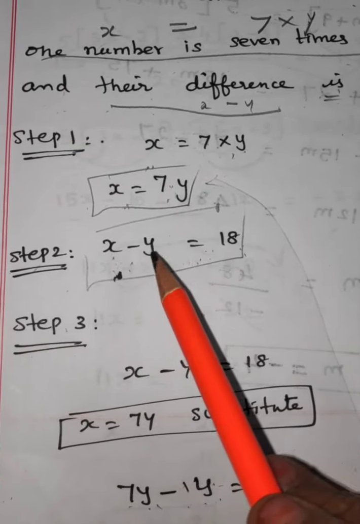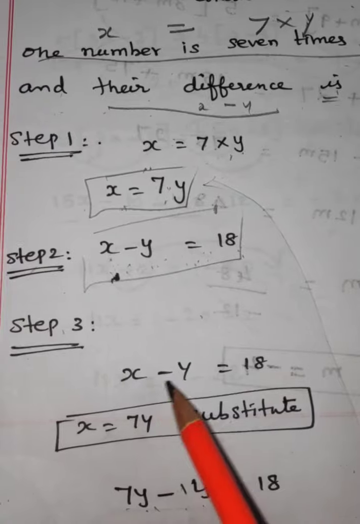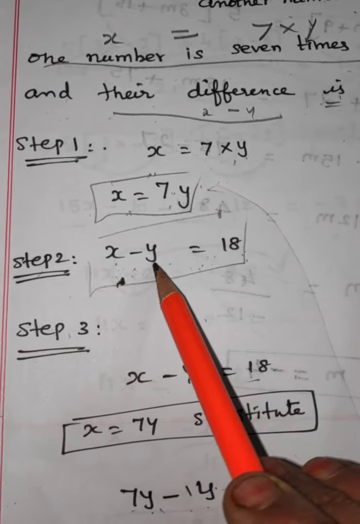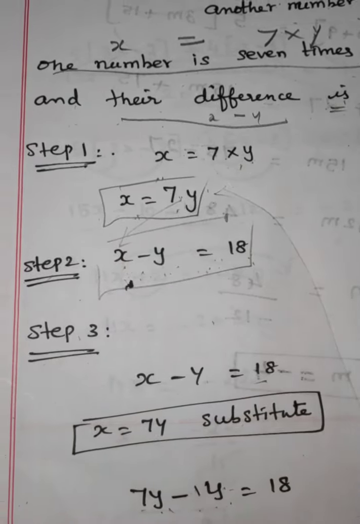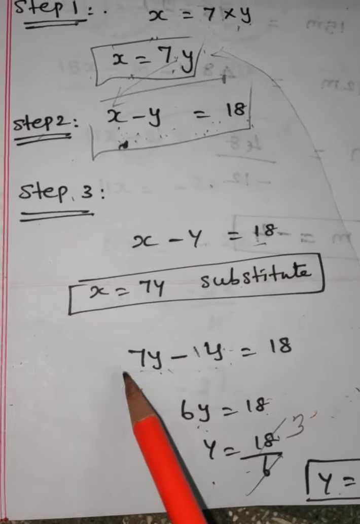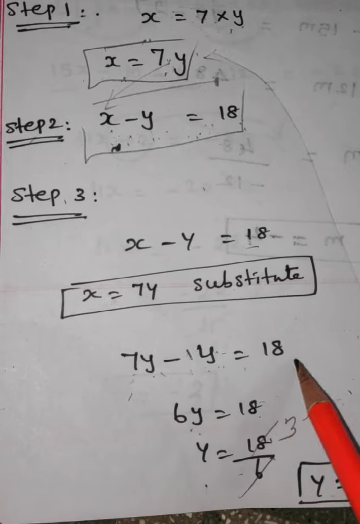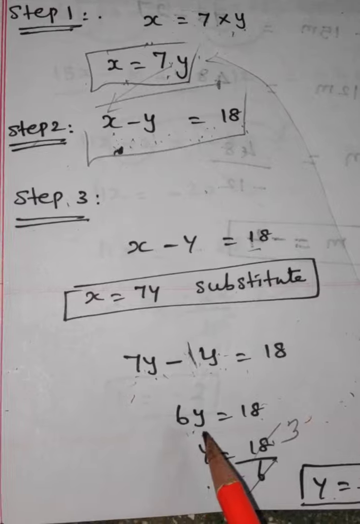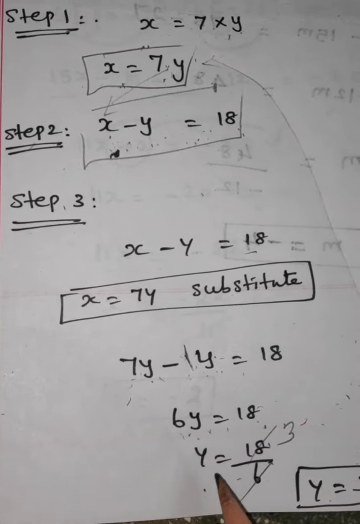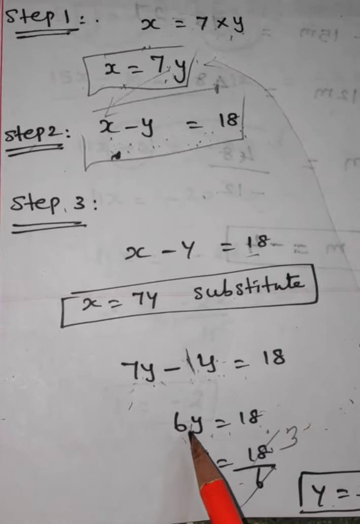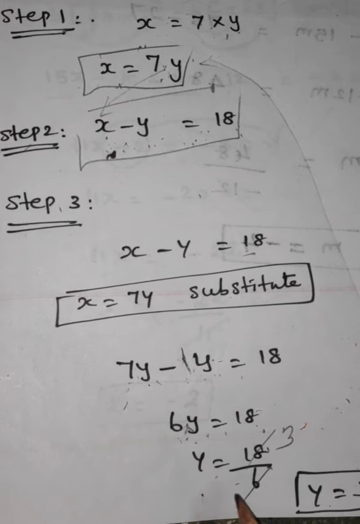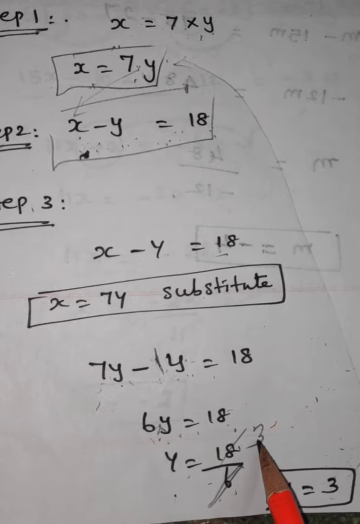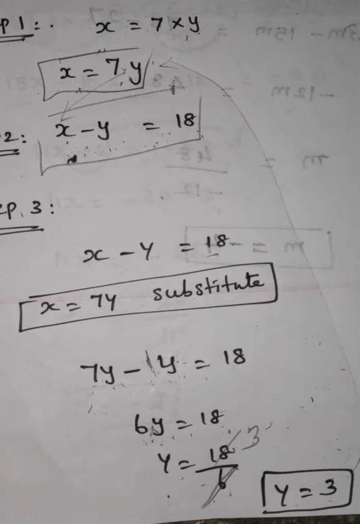Now step 3. x minus y equal to 18, you write. The x value equal to 7y, substitute here. See, 7y minus y equal to 18. y you write as 1y. 7 minus 1 equal to 6y. 6y equal to 18. Here y is multiplied by 6, so it changes into divide: 18 by 6 equal to 3, since 3 6s are 18. y equal to 3 is the answer.